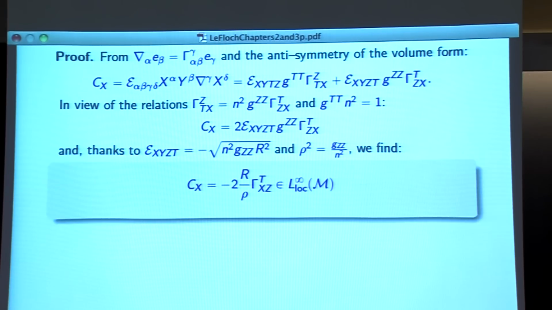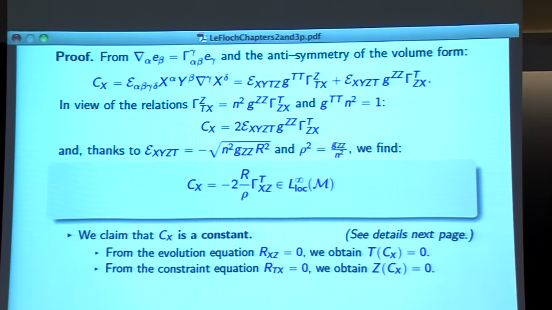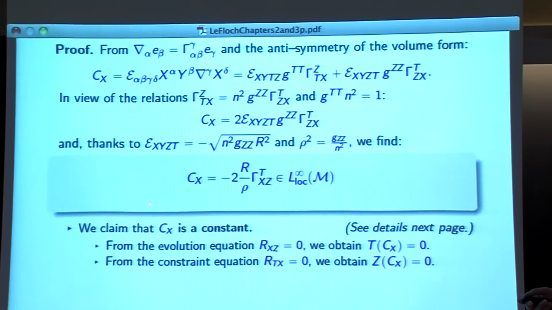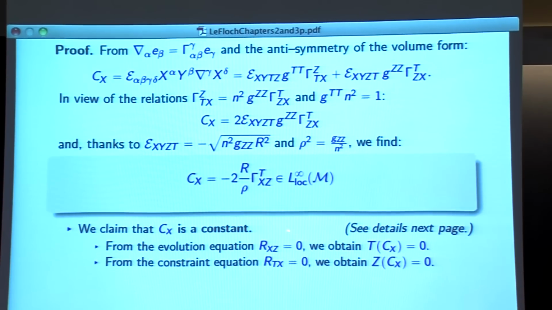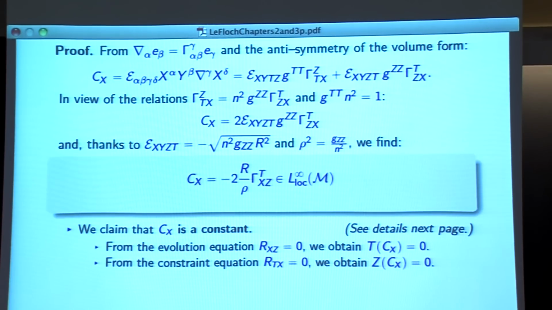So far this is just some elementary algebra. But now the important point is that this Cx is a constant. Okay. So to do that, you have to do some additional calculations. So maybe I will skip that and not show you the details of the next page. But you can prove now that you have this formula here.